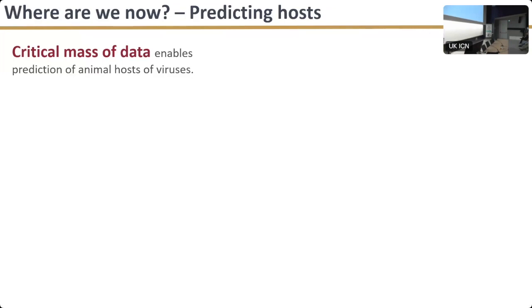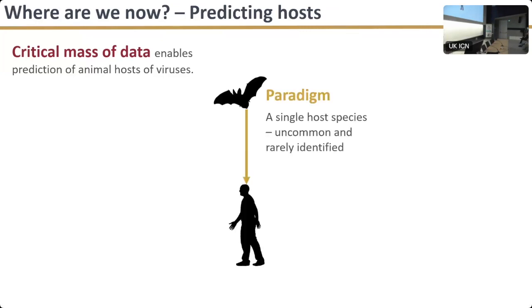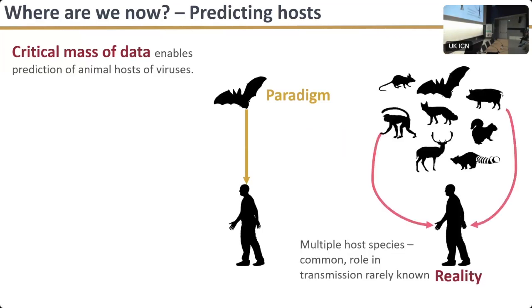One of the things we can do with this critical mass of data is predict hosts. So what are the wild animals that are susceptible to known viruses? And why is that important? Particularly outside specialists, we think of a virus that will come from the wild, oh, it will come from a bat and infect humans. Great. But the reality is very, very different.